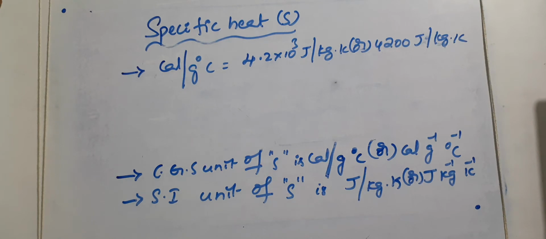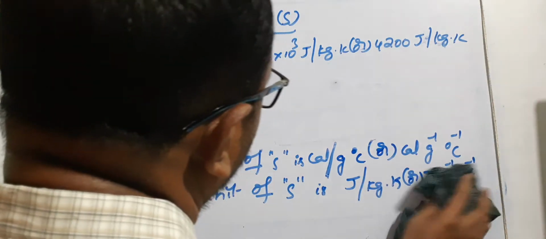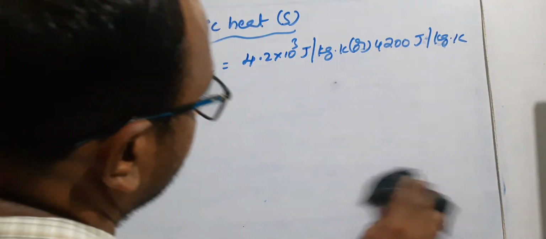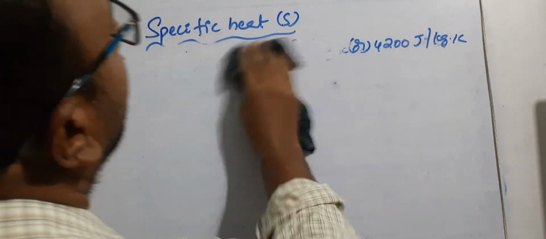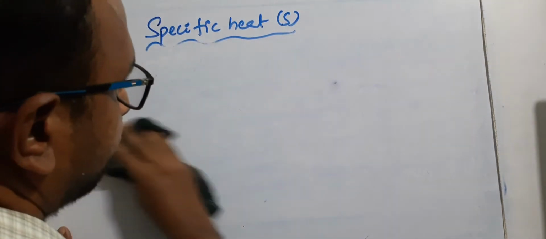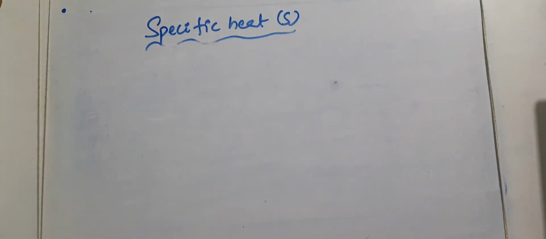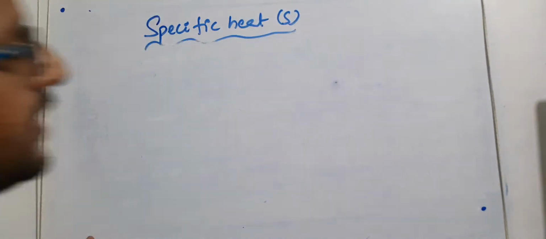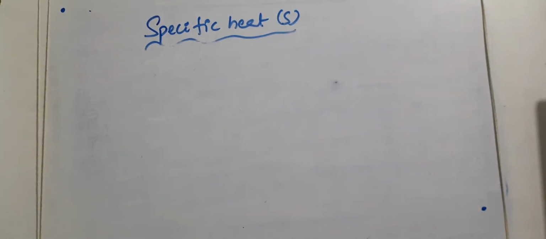Students, so now what is the definition of specific heat? Specific heat is denoted by S, given by the formula S is equal to Q by m delta T. The CGS unit of specific heat is calorie per gram degree Celsius. The SI unit is joule per kg Kelvin. And the relation is: 1 calorie per gram degree Celsius is equal to 4200 joule per kg Kelvin.